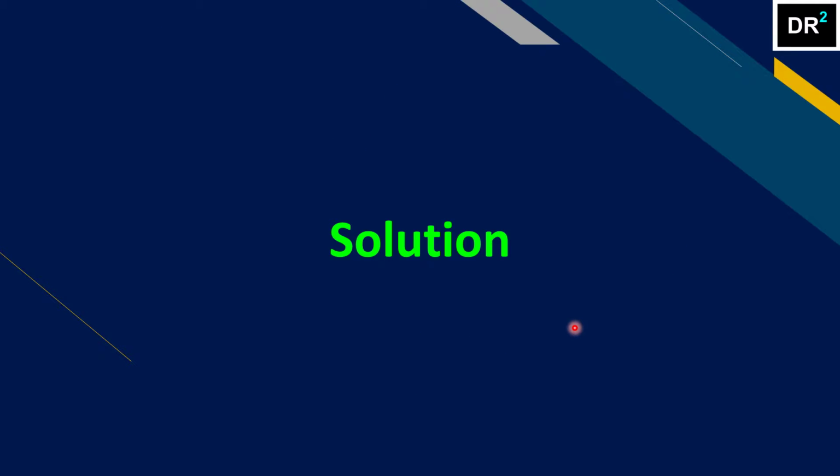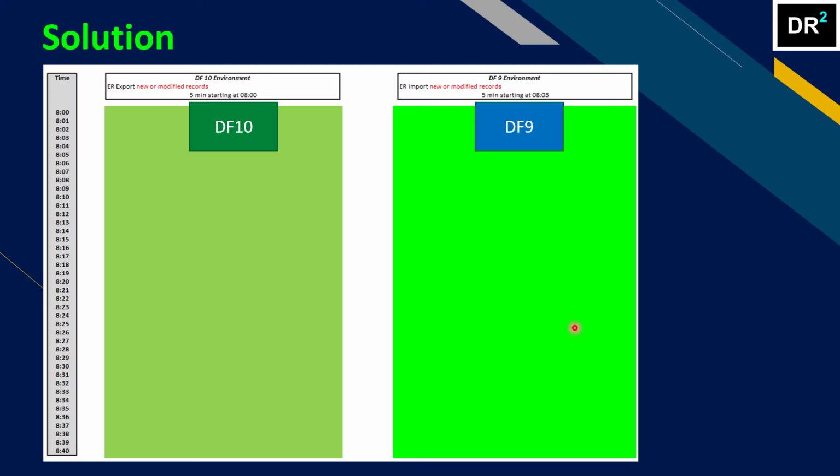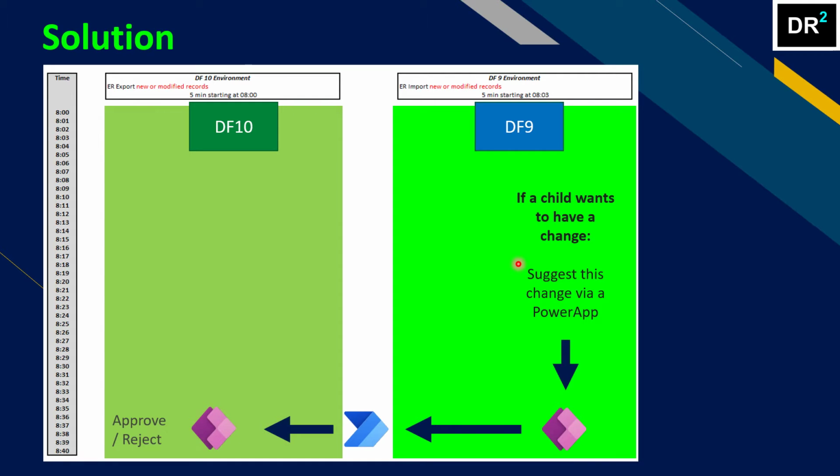Well, here I thought, okay, how can we fix that? And what I thought about is like this. DF10 exports all new and modified records. DF9 and Dataverse import these records. So that's what we know. But then, if they want to have a change, I do not allow them to feed back and update these records directly. But I say, okay, create a Power App. Make a suggestion of what you want to have changed. And then the master management team can approve or reject these changes.